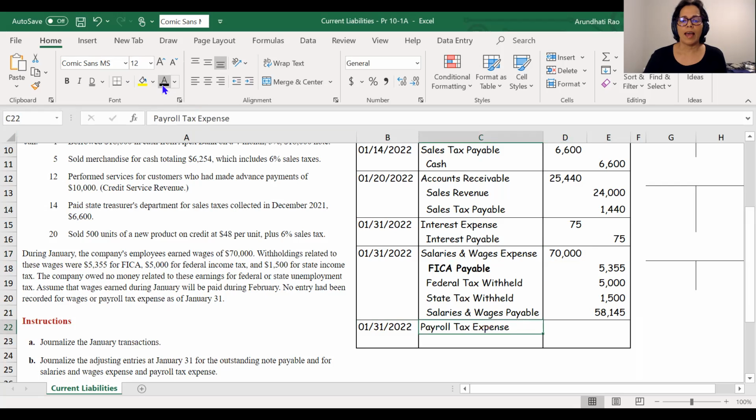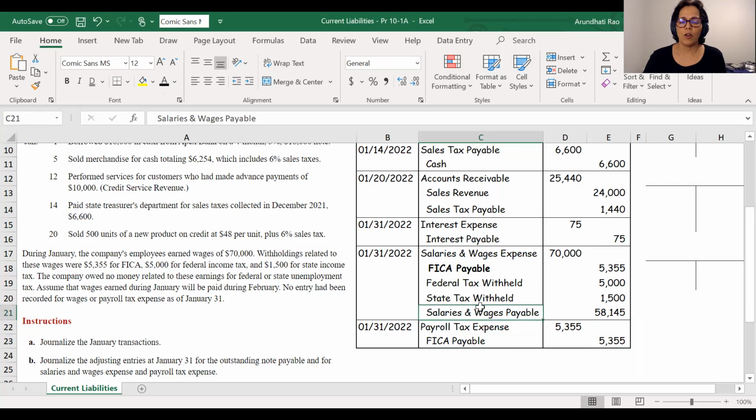So I will have payroll tax expense and FICA payable. This is my portion, the amount that the employer has to pay. So for the employer, the total expenses are salaries and wages expense of 70,000 and payroll tax expense of $5,355. That's the total cost really of keeping the employees on the payroll for 2 weeks.